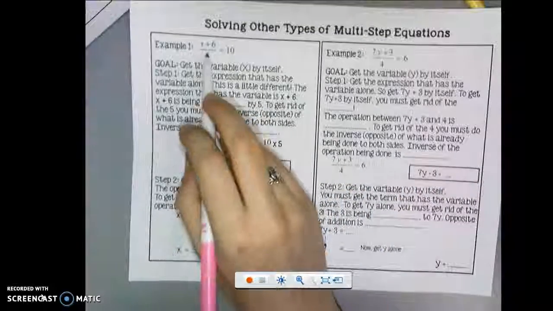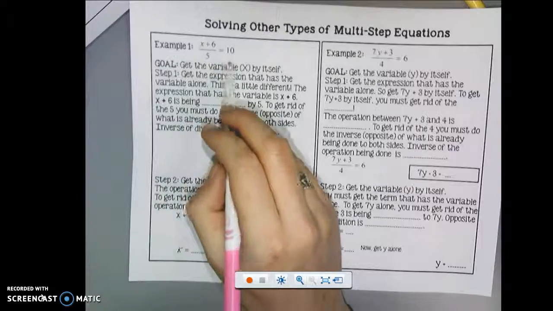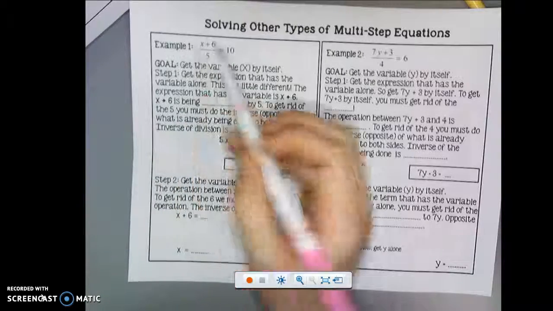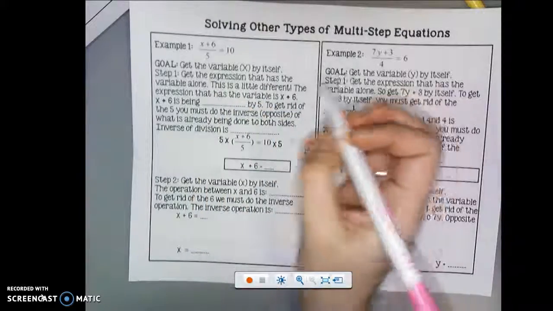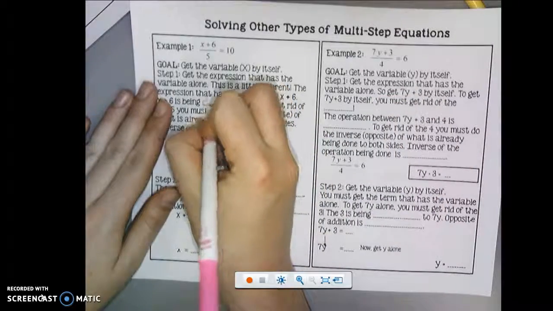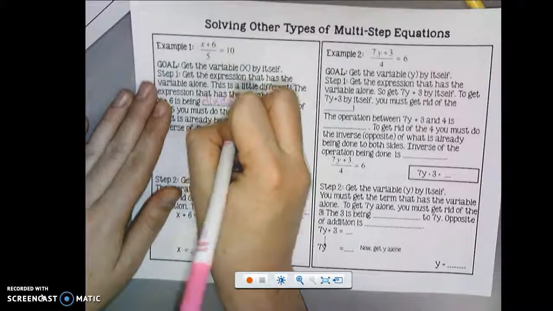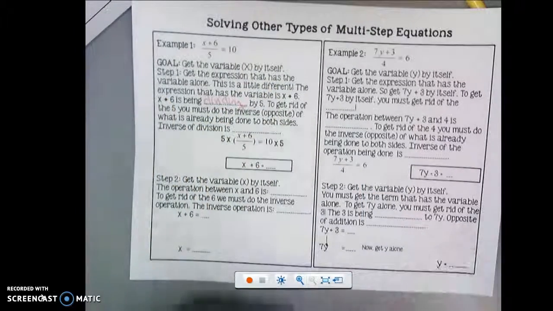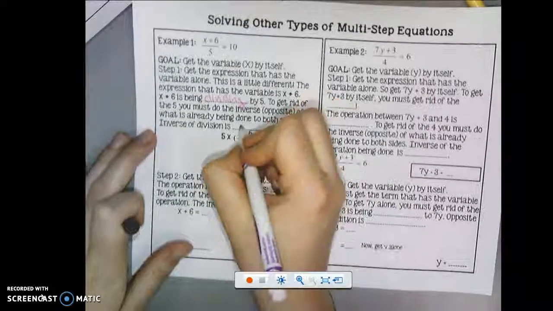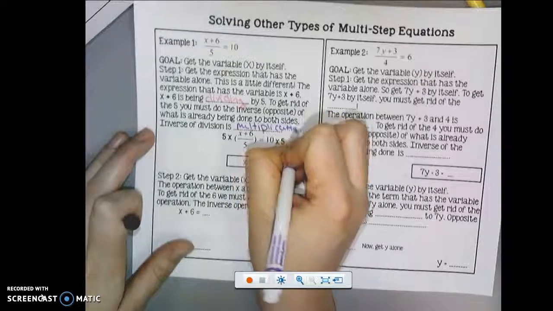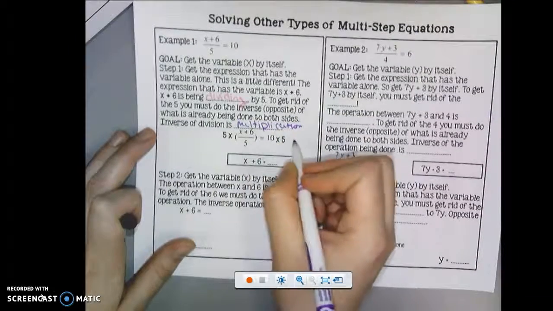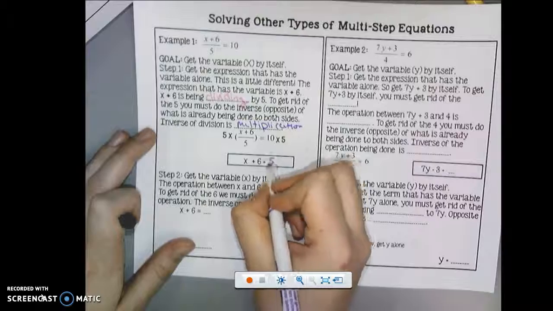So here we go. We're going to start over here. It's x plus 6 divided by 5 equals 10. So we want to get x by itself, but in order to get x by itself, we have to undo this division. Since it's being divided by 5, to get rid of the 5, we must do the inverse operation. And remember, the inverse of division is multiplication. So I'm going to multiply by 5 on both sides, so x plus 6 would equal 50.